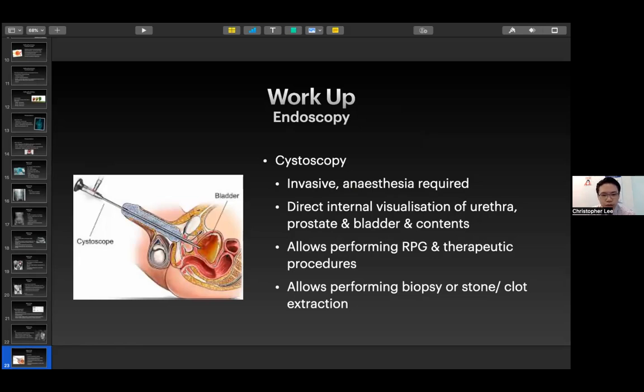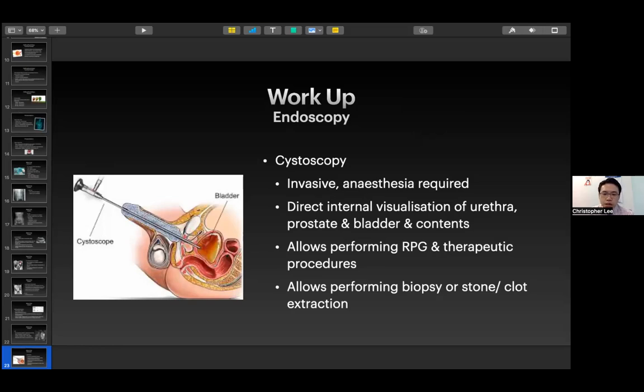We have a flexible cystoscope and we have a rigid cystoscope. The one in the picture on the left is a rigid cystoscope, which is a very painful procedure, especially in males, due to the length of the urethra. So some form of anesthesia is required, depending on what scope you use, ranging from local anesthetic to regional anesthetic.